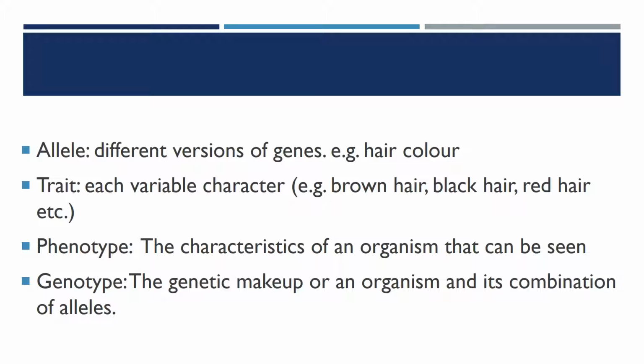We've got allele, which is a different version of a gene. We've got trait, which is each variable character. Phenotype, so the characteristic of an organism that can be seen, so blue eyes, brown hair. And then the genotype, which is the genetic makeup of an organism and its combination of alleles.